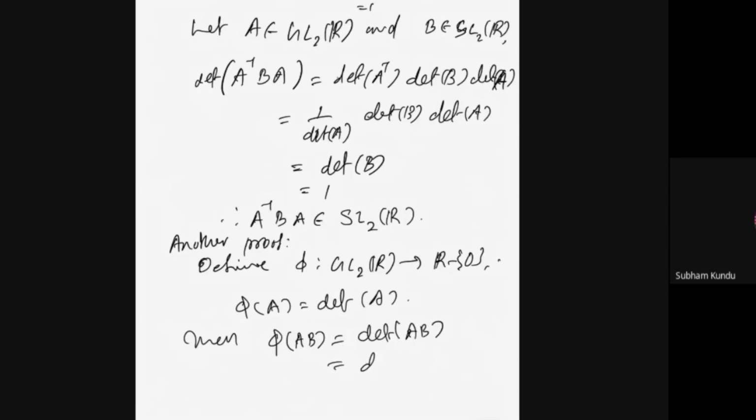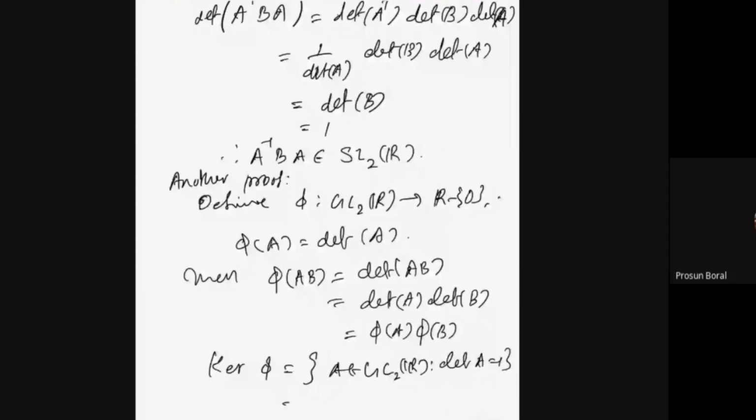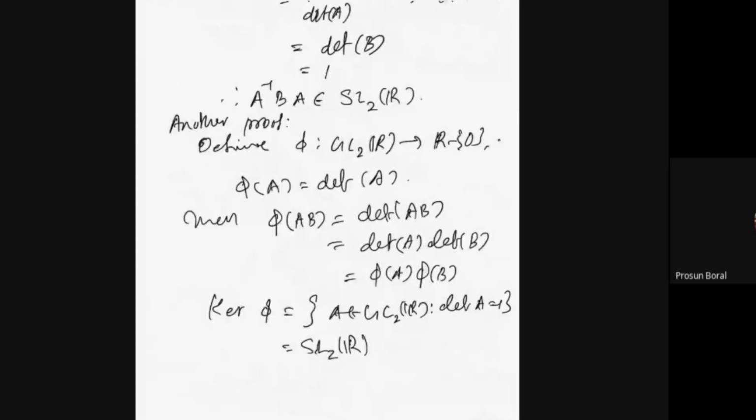This means that determinant is actually a group homomorphism on this group. Therefore, phi is a homomorphism, and what will be the kernel of phi? This will be the set of all A belonging to GL2R such that determinant of A equals 1. This is nothing but SL2R. So, sir, a question.